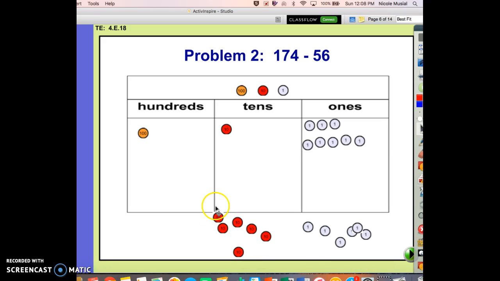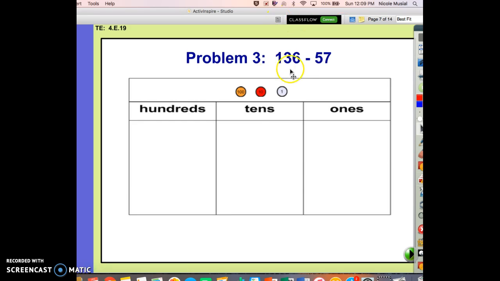And what do I have as an answer? I have 100, 110, and 8 ones. So I have 118. Is that what you got as an answer? Good. All right, we're going to try another one. Write this number down, build it, and come back when you're ready.